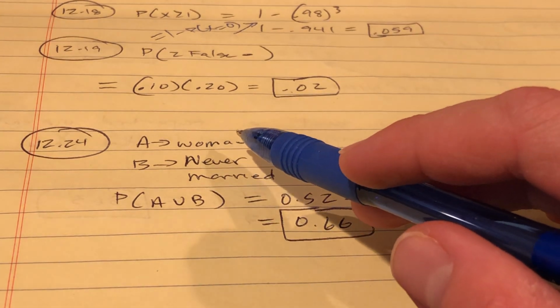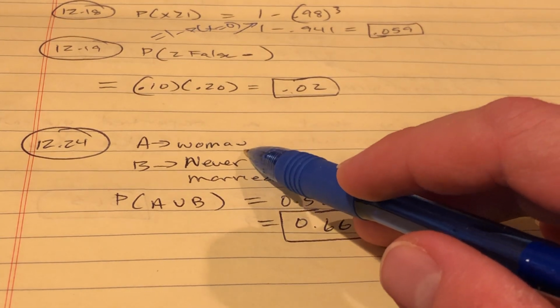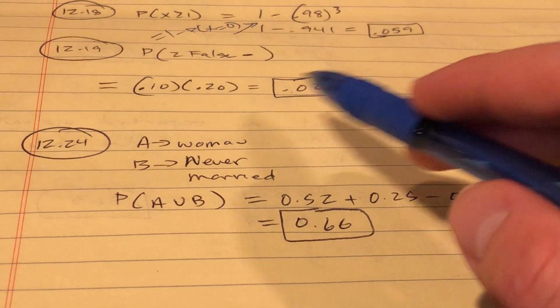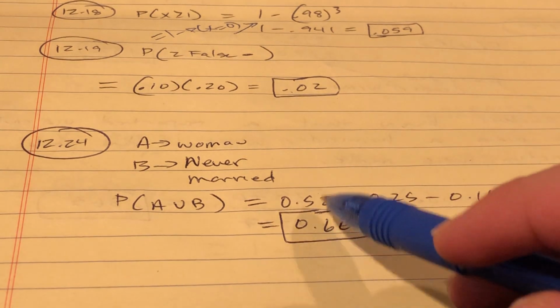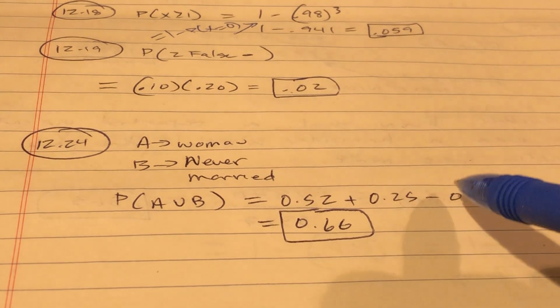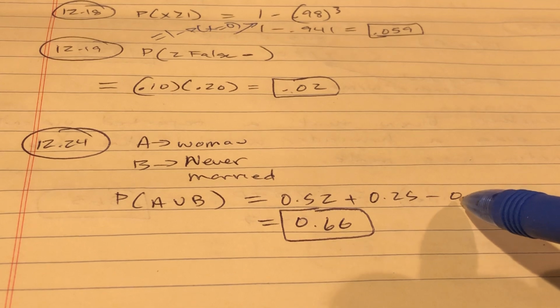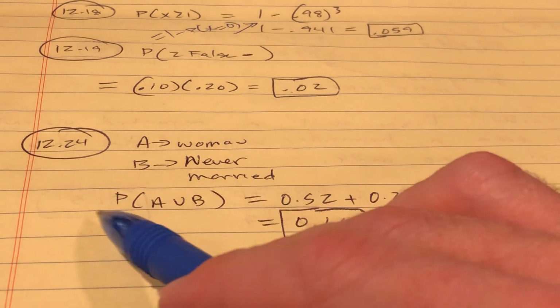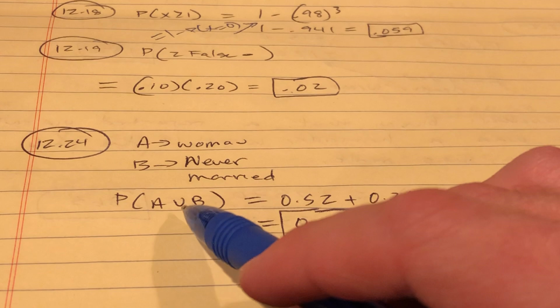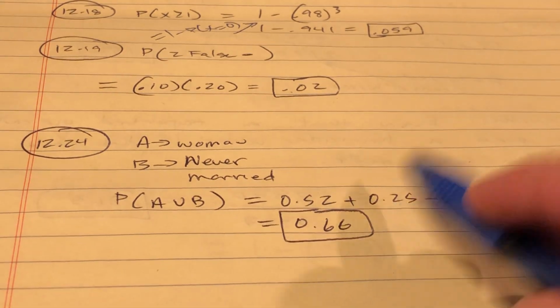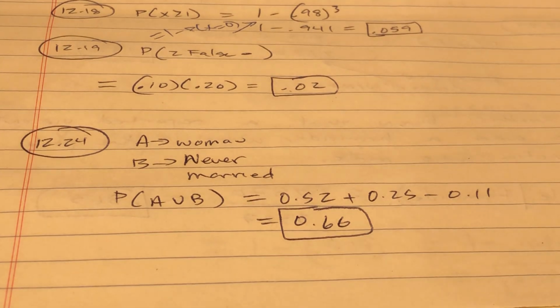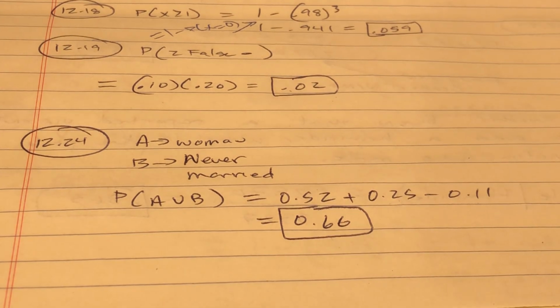So if A is the event of choosing a woman, and B is the event that someone is never married, then the probability of A is 0.52. The probability of B is that, and the intersection of woman and never married is 0.11. So the probability that you pick someone that is either a woman or never married or both is the probability of A plus the probability of B minus their intersection. You have to subtract the intersection or else you're over counting. So 0.66.